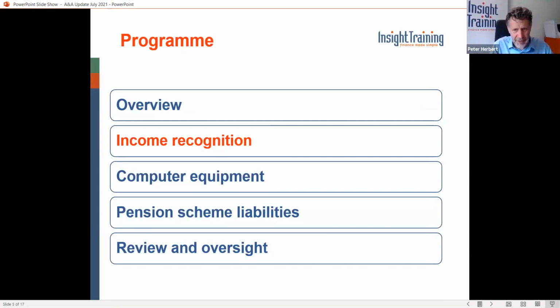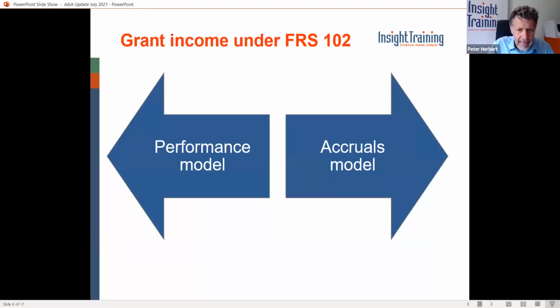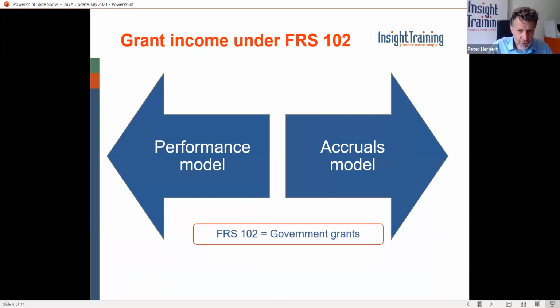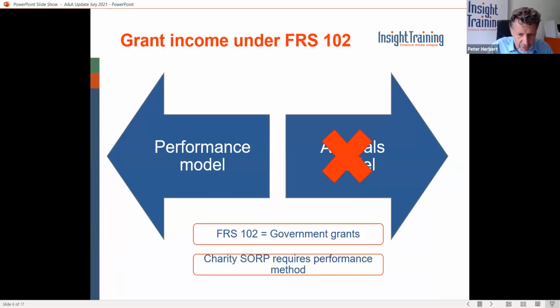Okay, I've got 4 practical issues, the first of which is income recognition, and it's the issue of grant income. In the context of academies, as with charities generally, it's always important to remember that whilst under FRS 102 generally we've got 2 options in terms of accounting for income, the performance model and the accrual model, what the charity SORP says is you can't use the accrual model.